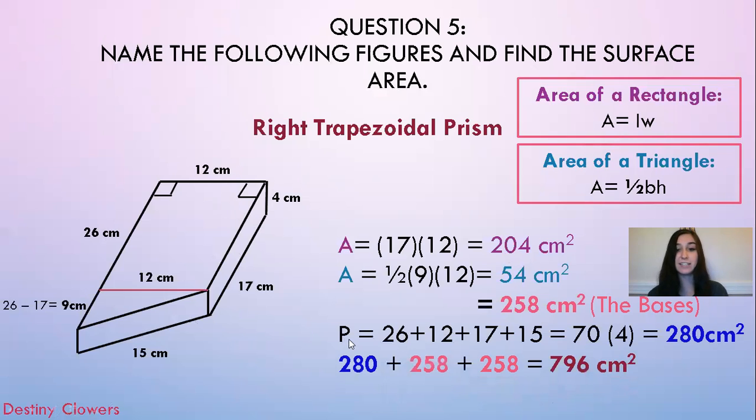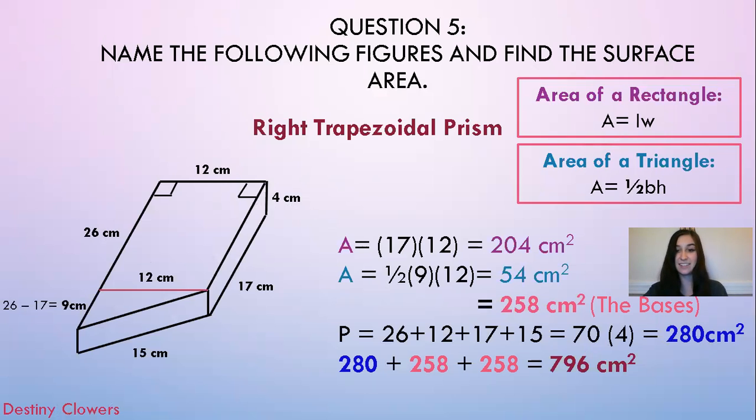Now the next step is to find the perimeter. In order to find the perimeter, we're just going to add all of our sides together. So this full side is 26 plus 12 plus 17 and then plus 15, and that equals 70. We did not add this 12 because that is inside of the figure and we're only looking for the measurements on the outside. And we didn't add the 4 because that is the height of the figure. It's not one of the lengths. But we are going to multiply our height by the perimeter, which is 70. So 70 times 4 equals 280 centimeters.